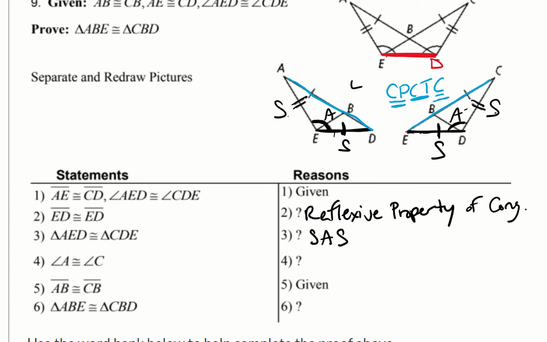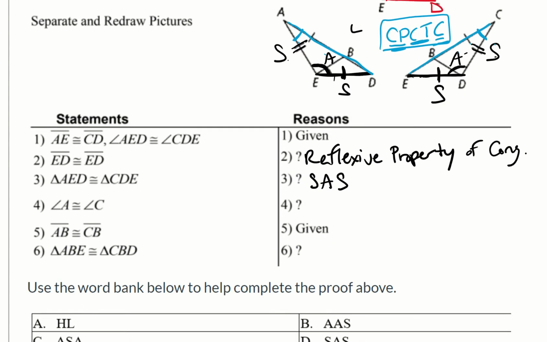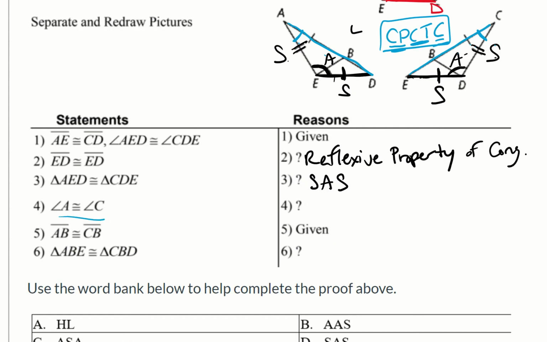And so if you look at this triangle, these two blue parts are corresponding, and therefore they're congruent. Similarly, angle A is corresponding to angle C. And so because those two parts are corresponding and these two triangles are congruent, then those two parts are congruent. So this is why it's called CPCTC. So angle A is congruent to angle C in this diagram by CPCTC.